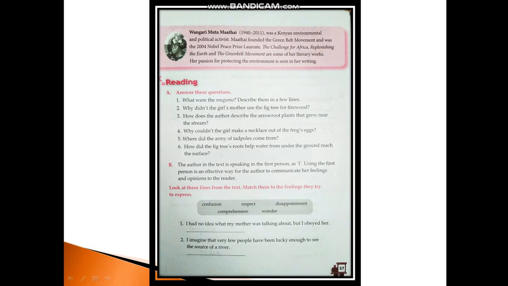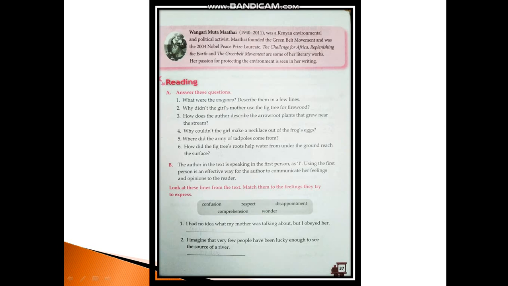The fourth question is, why couldn't the girl make a necklace out of the frog's eggs? So the answer would be, the girl couldn't make a necklace out of the frog's eggs because each time she placed her fingers below to lift them, the jelly that held them together would break and they would slip through her fingers back into the stream.